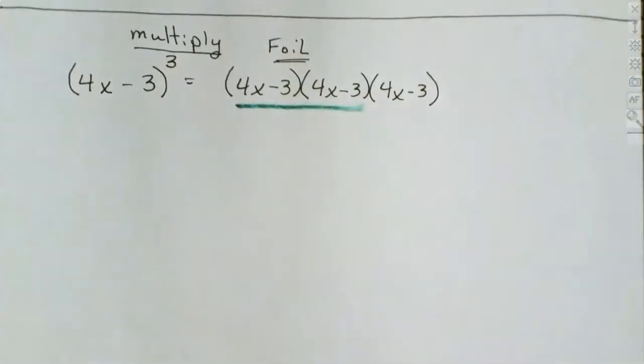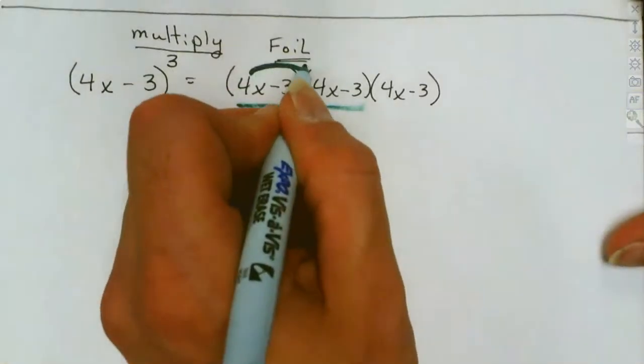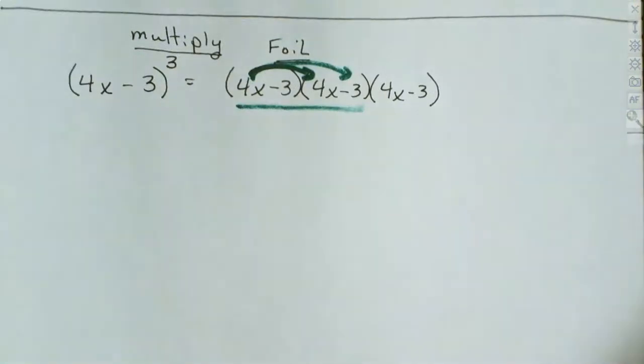So we take the 2 first ones and we FOIL them. So we're going to FOIL out first here. So let's go ahead and just take that first 2. That third one just comes down. It's going to come along for the ride. So let's do the first 2 together. Then we'll use the box method.